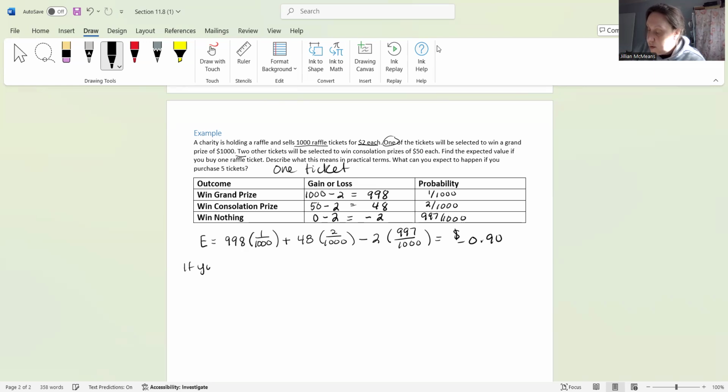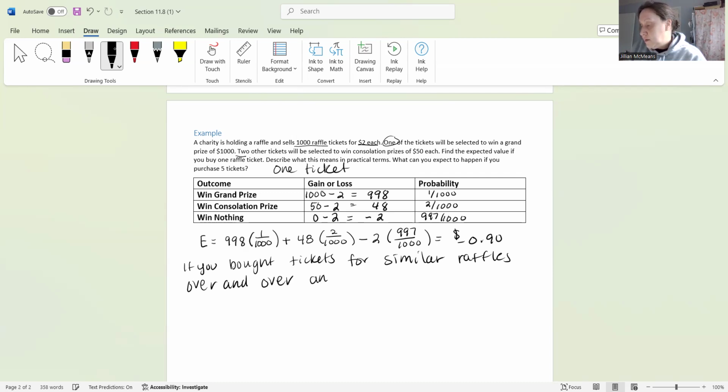That means if you bought tickets for similar raffles over and over and recorded your winnings, you would lose 90 cents on average.